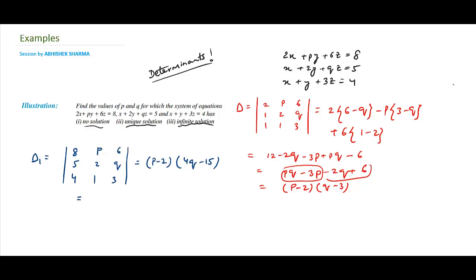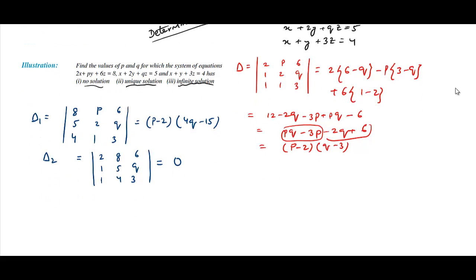Alright, now in the same way we can find delta 2. Now delta 2 will be equal to, we'll replace the second column of delta with d1, d2, d3, the remaining columns being the same, and let's calculate this. So probably you'll get this as 0. This will turn out as 0. You can expand it yourself. It's a direct expansion of a third order determinant.